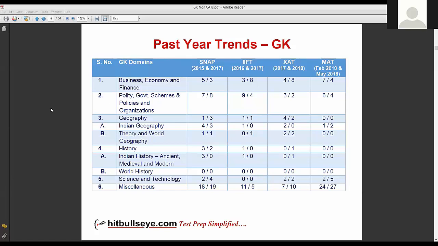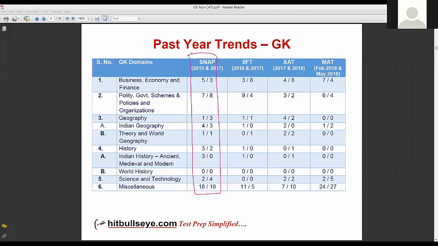Okay. Anyways, so key takeaways from this particular slide are, first, there is no discernible trend. There is no discernible trend that one paper is following, right? So what I'm talking about here is, if you look at only SNAP, right? There is no discernible trend. Is SNAP more oriented towards geography? More questions from geography 1 year, next year? Again, no trend as such.